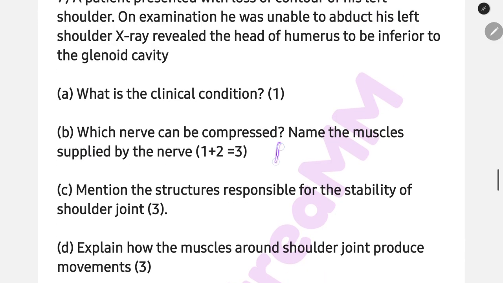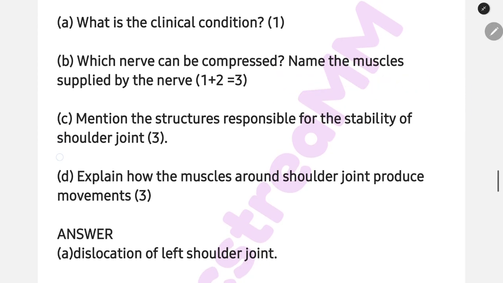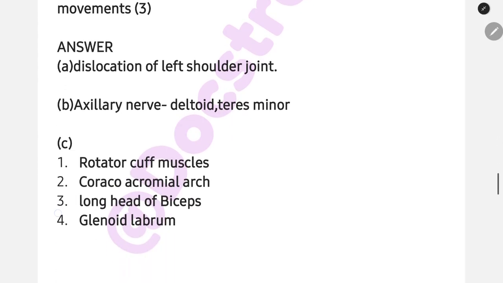Which nerve is compressed? Axillary nerve is compressed. And what are the muscles? I have already taught you. See, he is not able to abduct. So it is deltoid. One muscle is deltoid and another is teres minor. Okay, mention the structures responsible for maintaining the stability of the joint.